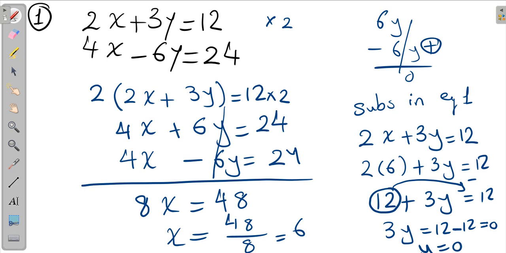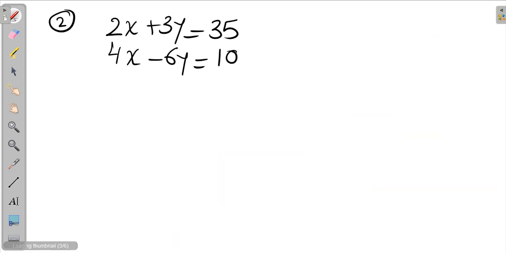Try to solve the next example with me, and then I let you solve the third and the fourth examples yourself and check after me. The next example: you have 2x plus 3y equal 35 and 4x minus 6y equal 10.